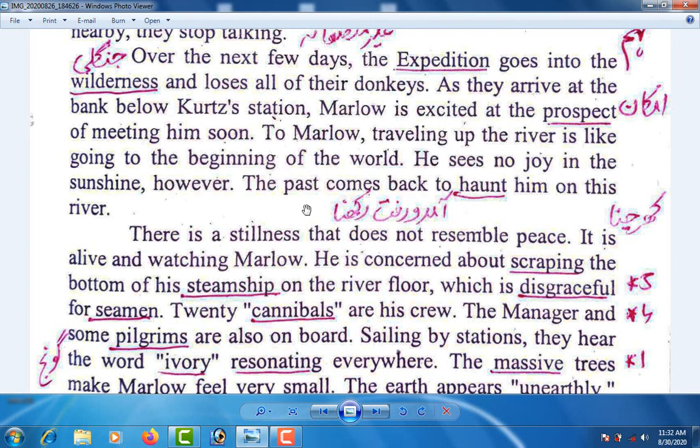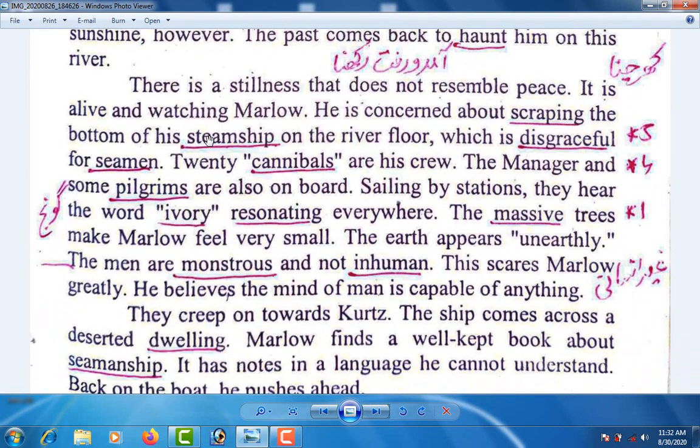He sees no joy in the sunshine. However, the past comes back to haunt him on this river. There is a stillness that does not resemble peace. It is alive and watching Marlow. He is concerned about scraping the bottom of his steamship on the river floor, which is disgraceful for seamen.